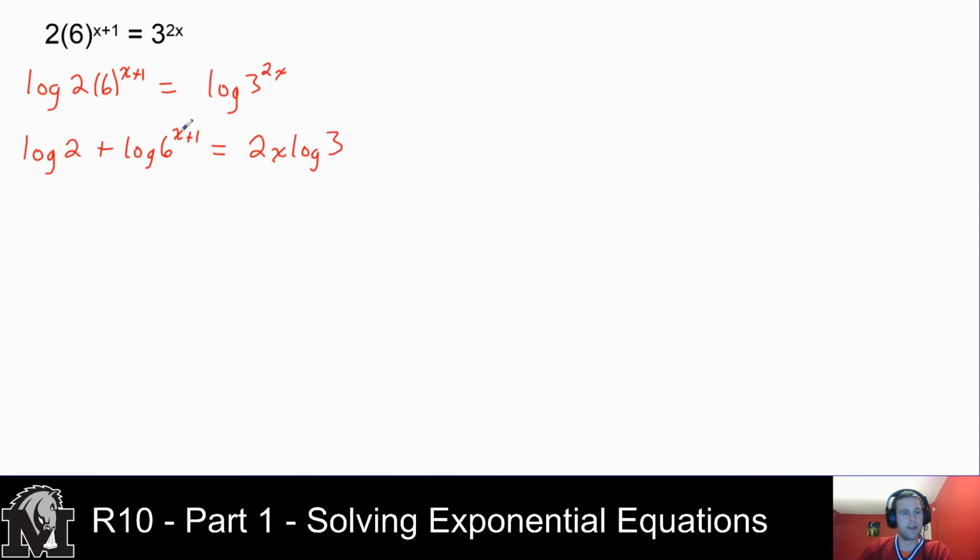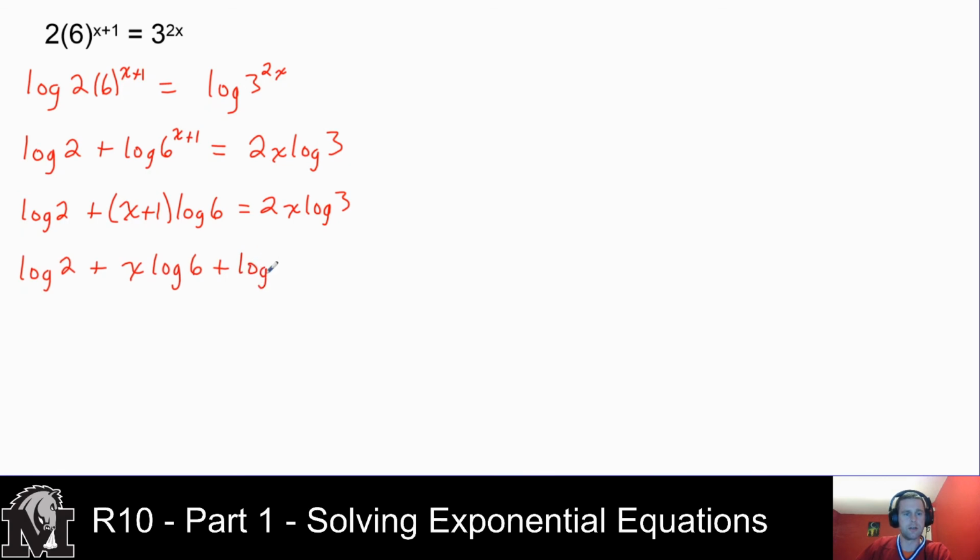Now you might notice that I still have an exponent here, so I need to apply the power law to this logarithm. So the log 2 stays the same, plus, now this exponent gets written out in front, and it's important that we put it in brackets, as it's going to multiply log 6. Log 6 is going to be distributed through there. And 2x log 3 stays the same. So I am now going to multiply this log 6 through the bracket. So we get log of 2 plus x log 6 plus 1 times log 6 is just log 6 equals 2x log 3.